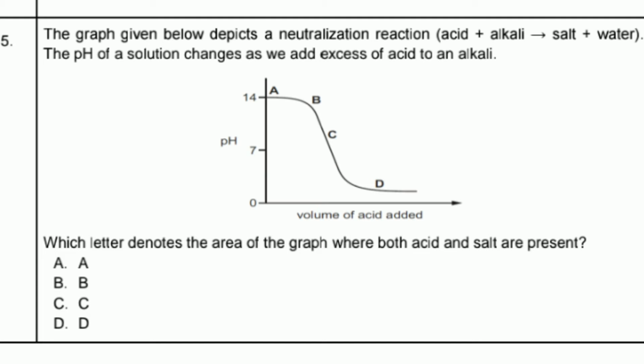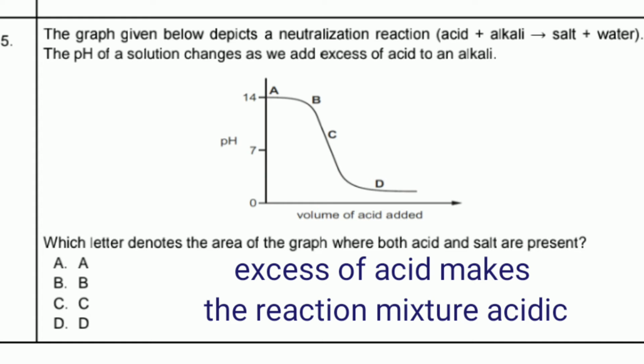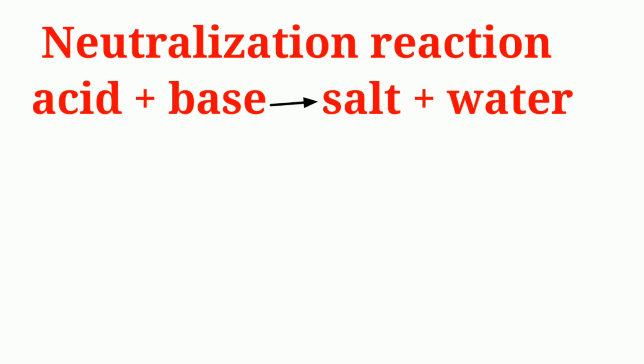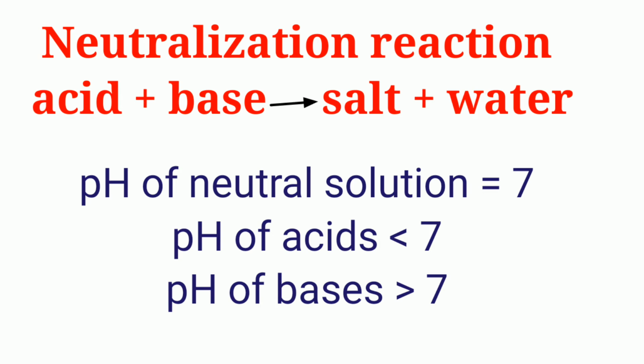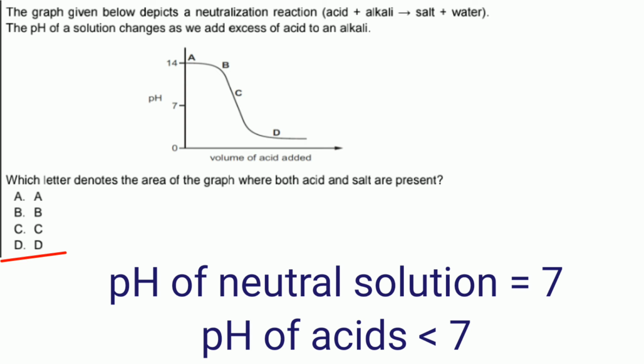Question number 5 says, the graph given below depicts a neutralization reaction. The pH of a solution changes as we add excess of acid to an alkali. During a neutralization reaction, an acid and base nullify the effect of each other to produce salt and water. So the pH of a neutral solution is 7. Now when excess of acid is added, the reaction mixture becomes acidic, and we know that the pH of acidic solutions is below 7. So option D is correct, which shows pH below 7.